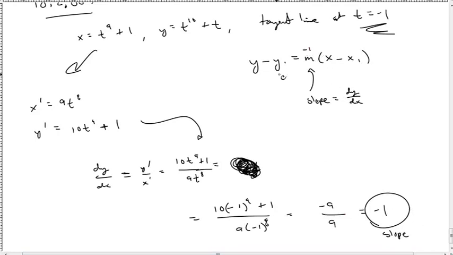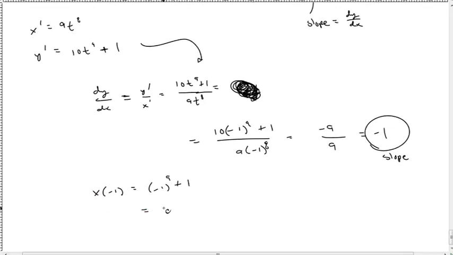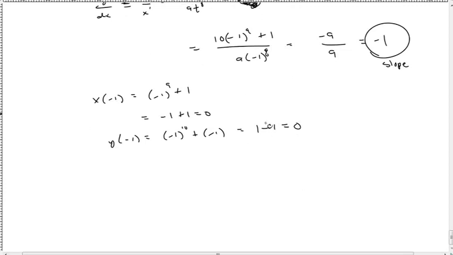My problem now is, what are my y1, x1 values? So what I need to do is plug this -1 in there and find out what those actual values are going to be. So x at -1 is going to be -1 to the 9th power plus 1. It should be -1 plus 1 equals 0. And then y at -1 is going to be -1 to the 10th power plus -1, so 1 plus -1 equals 0 again. So the point is 0, 0.